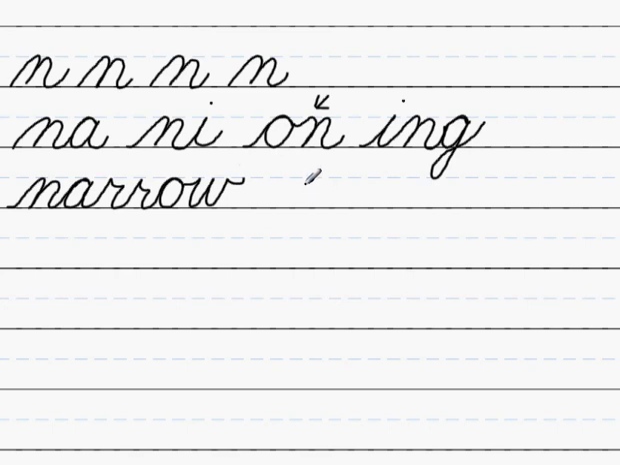Okay, let's write again with the N at the end of the word. A, G, stops, follows back around. A, stops. I, N has its full two humps because it's connected to an I.